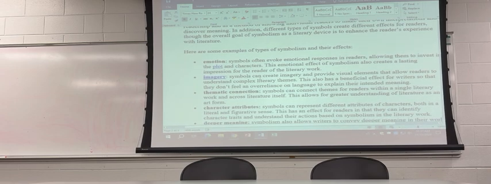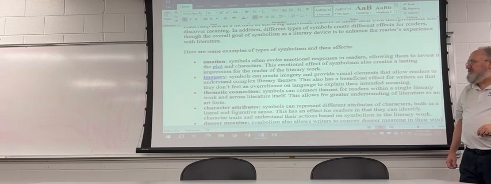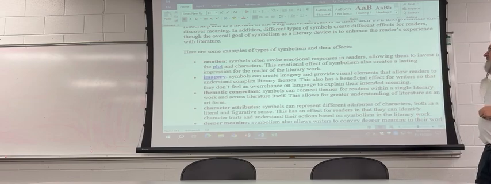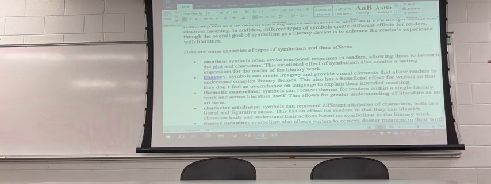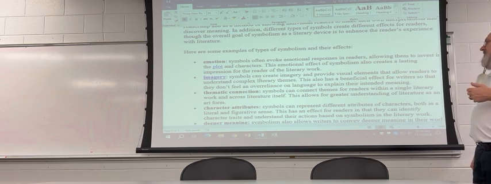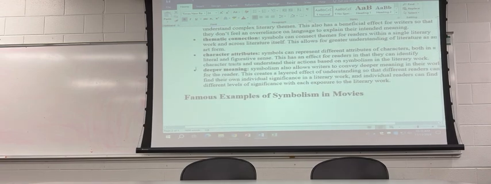And this is talking about the types of symbols in terms of, for example, emotional symbols, symbols that evoke emotional responses, okay? Imagery, okay? Visual elements that allow readers to understand complex themes, for example. Thematic connection, all right? Symbols can connect themes for readers within a story, okay? Character attributes, okay? Representing different attributes of characters in a story. And then, of course, deeper meaning.